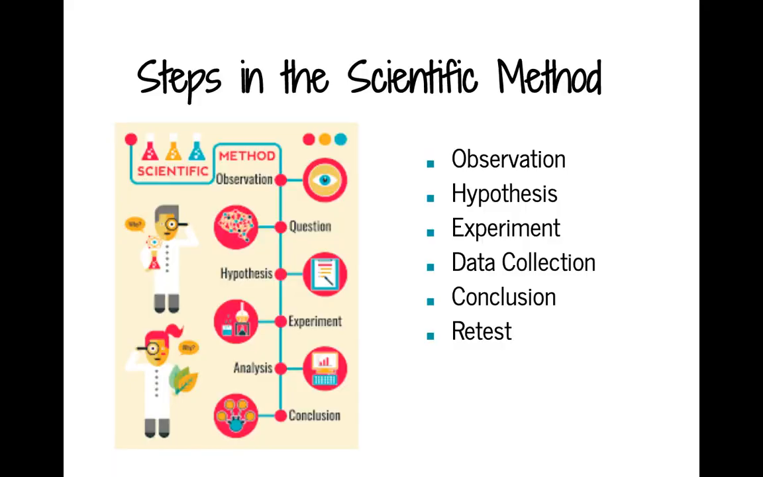So there's certain steps in the scientific method. It's very ordered. We start off with some sort of observation, something that we see, something that we hear, something that we notice. We ask questions and we form a hypothesis. Our hypothesis is our guess from whatever we saw or whatever we observed. Next, we experiment. We collect our data. We analyze the data, we form our conclusion, and then we retest.